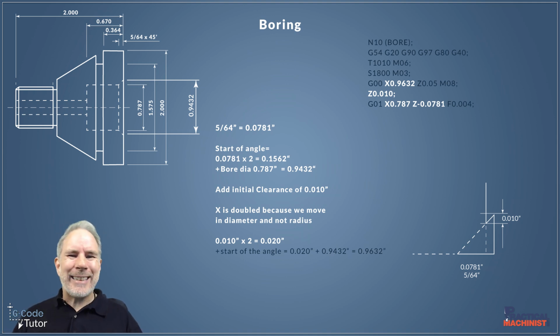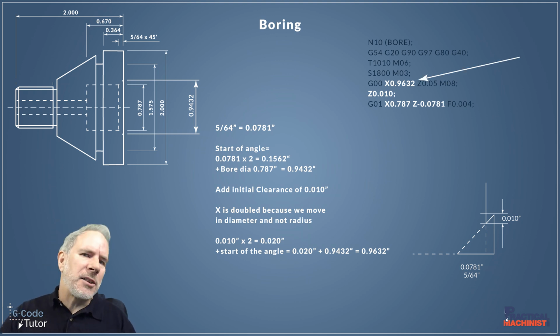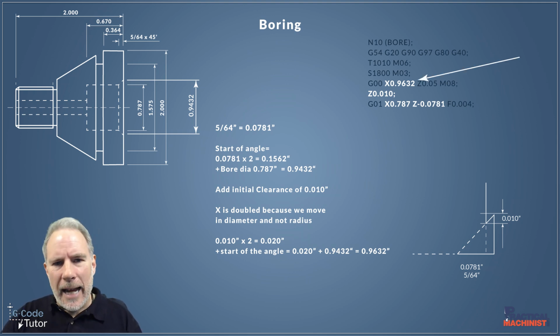So if we add that to the start of the angle, the start of that 45 degrees right on that face there, which we know is 0.9432, we add 20 thou to that, and then we know our X start position with that clearance is 0.9632. So we're just adding 20 thousandths of an inch onto the X there, where it is 10 thousandths of an inch clearance in Z. So again, we just double it.